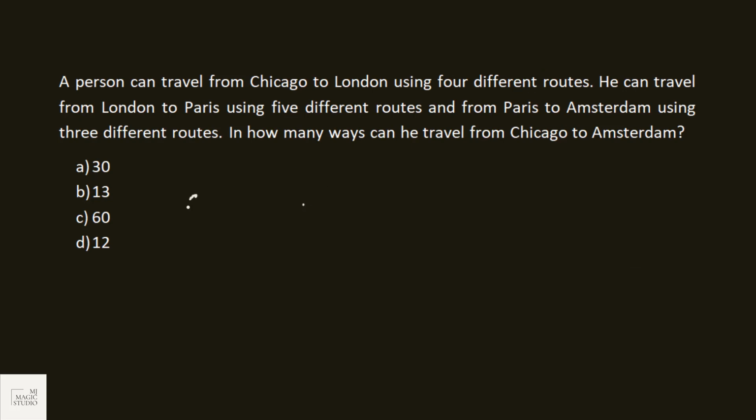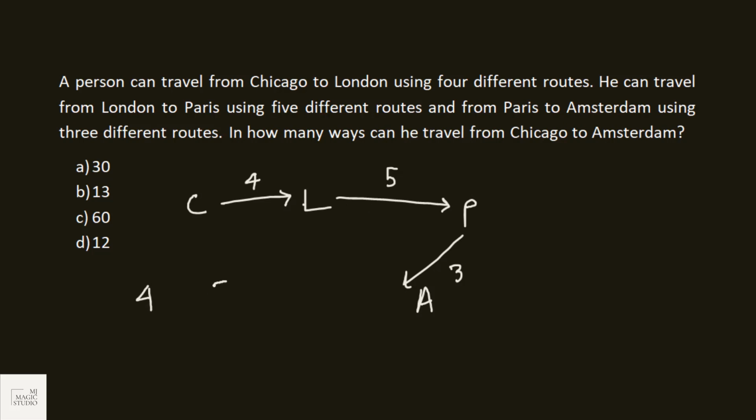A person can travel from Chicago to London using 4 different routes. He can travel from London to Paris using 5 different routes, and from Paris to Amsterdam using 3 different routes. In how many ways can he travel from Chicago to Amsterdam? So, since nothing is mentioned, we need to follow this path only. From Chicago, he needs to go to London in 4 ways, from London to Paris in 5 ways, and then from Paris to Amsterdam in 3 ways, and the total number of ways available with him is 4 into 5 into 3, that is 60 ways.